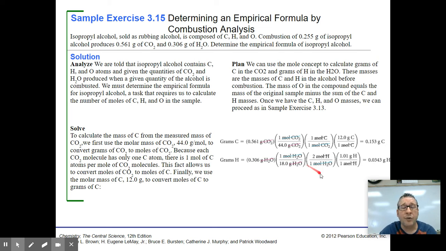We need to get to moles of hydrogen. And looking at the formula, H has a subscript of 2. So there are 2 moles of hydrogen per 1 mole of H2O. Now we have the number of moles of hydrogen through the mole ratio, and now we need to figure out the grams of hydrogen, and we do that by multiplying by the molar mass found on the periodic table, doing all the necessary calculations, and we find that we have 0.0343 grams of hydrogen.